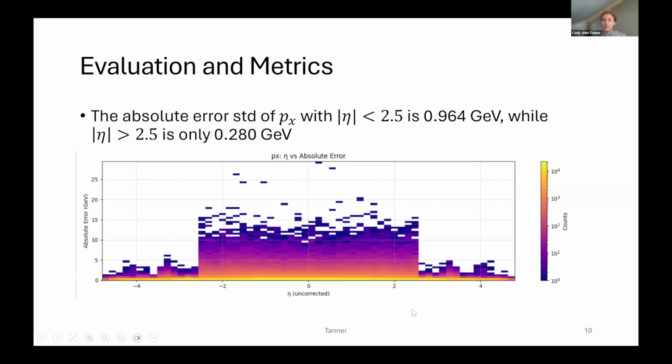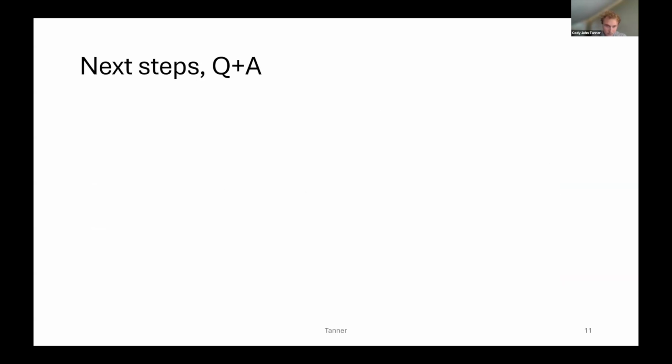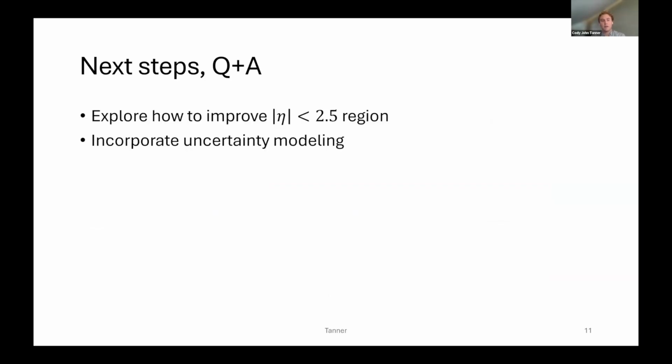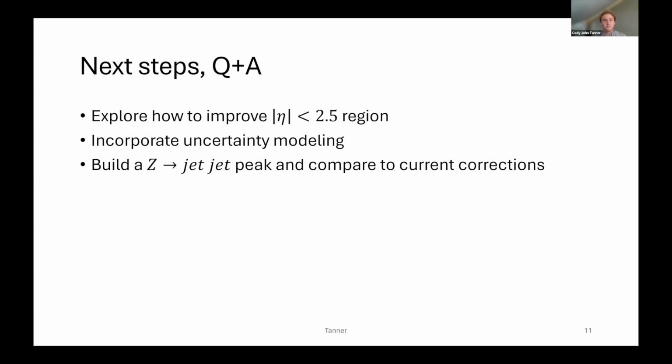So there's a very clear difference here, and this motivates future study into why it is so different inside versus outside, and how we fix this in the neural network while keeping it differentiable. We also need to explore how to improve that region and incorporate uncertainty modeling into this project. That was one of the goals from the start, but we did not have enough time in the summer. So hopefully later on in the year, we'll be able to do that.